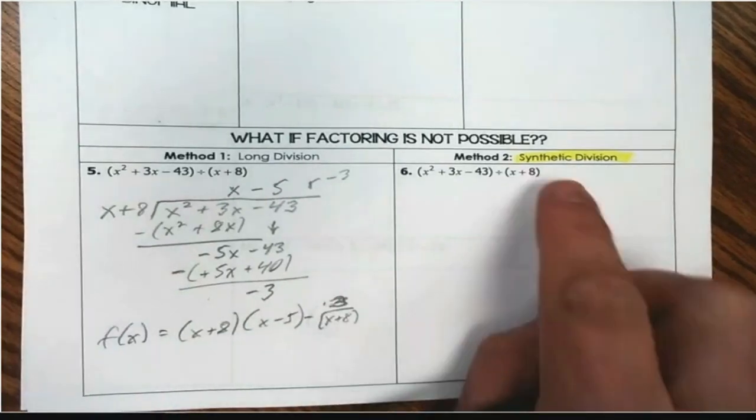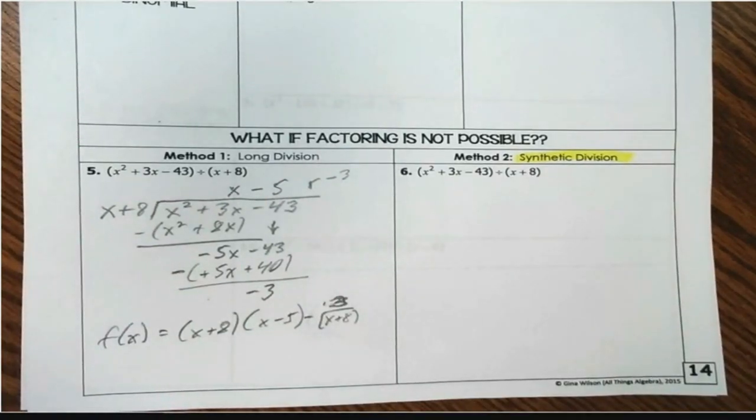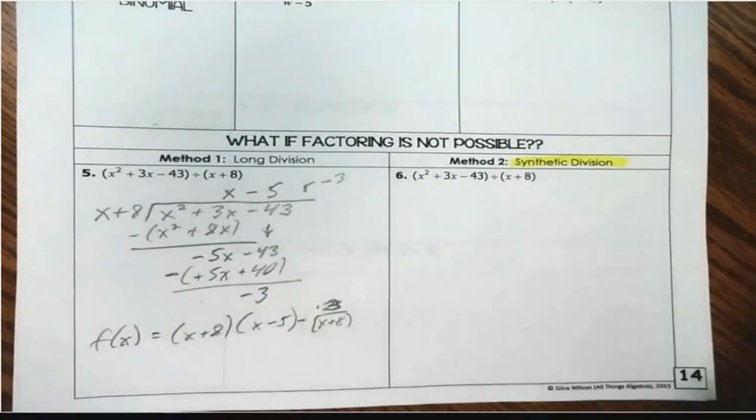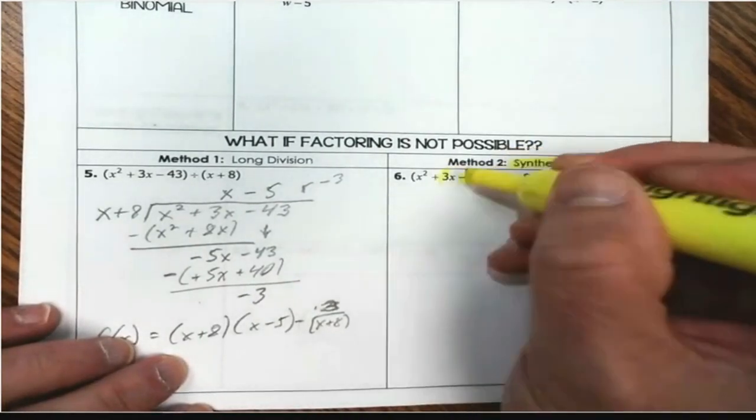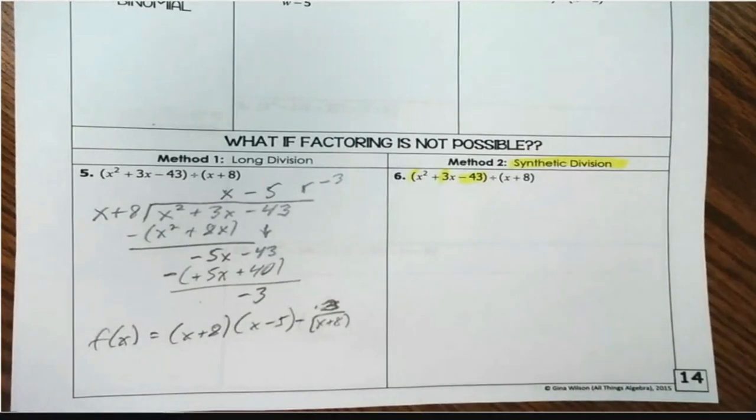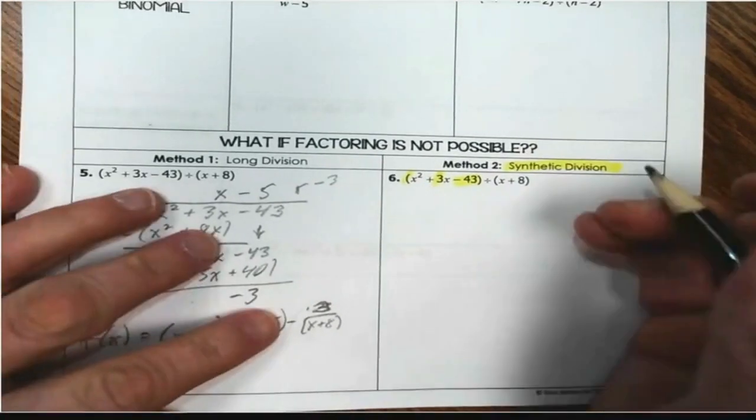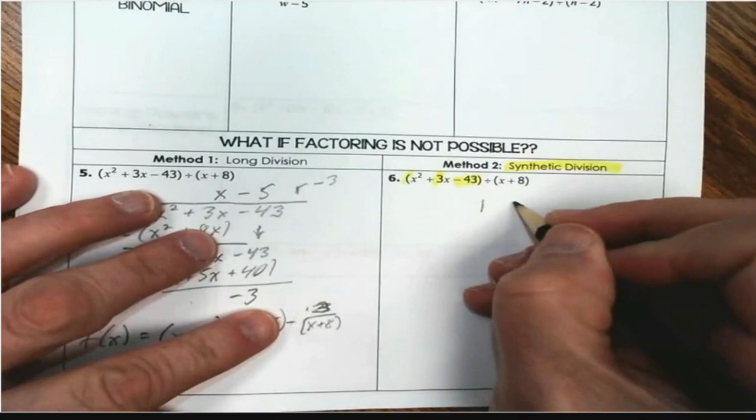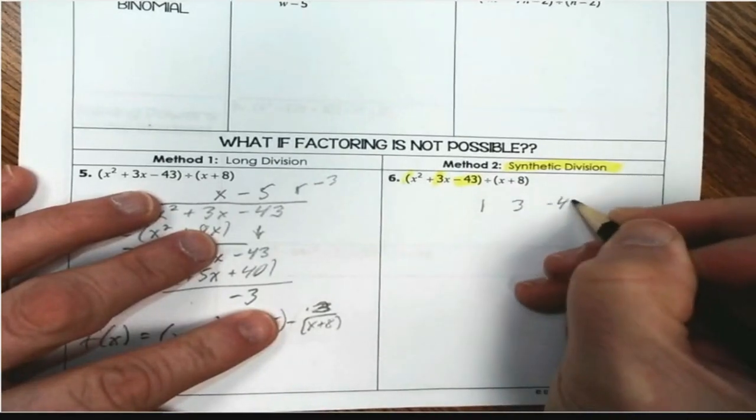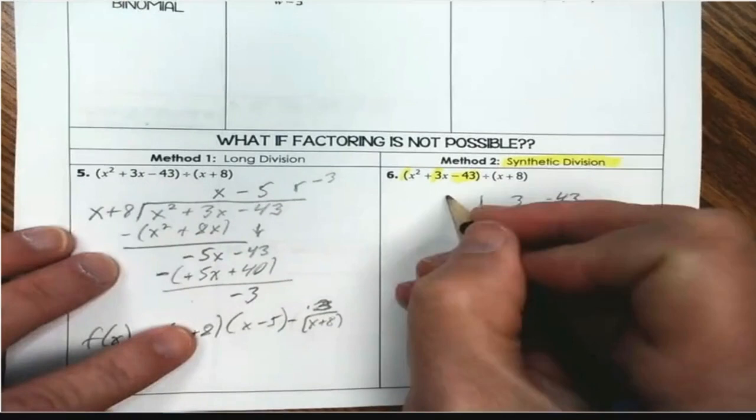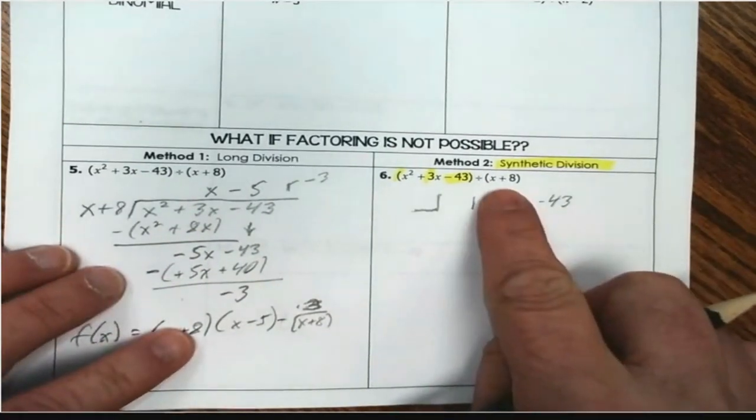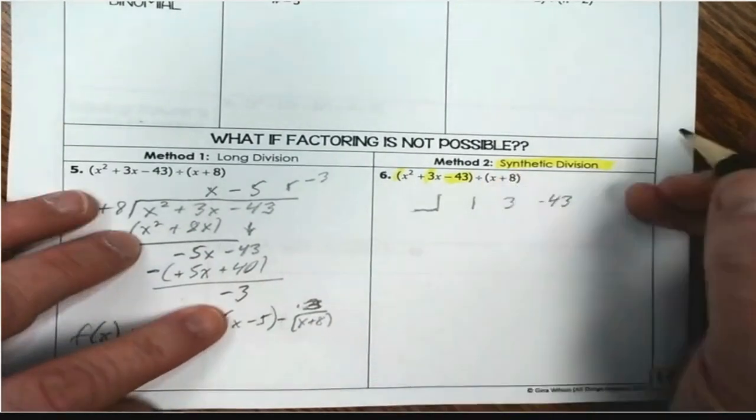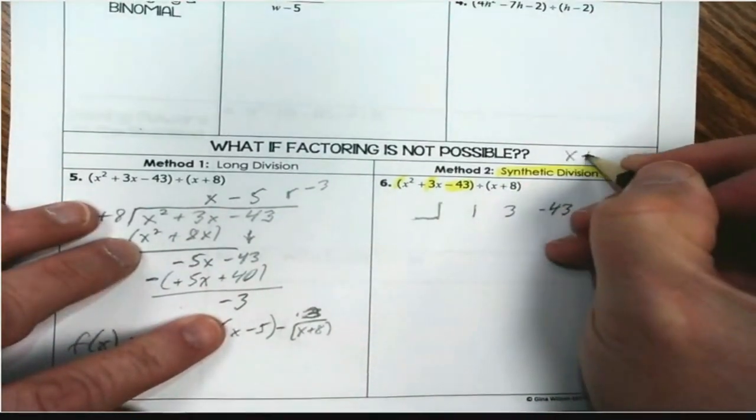And what about synthetic division? Synthetic division works like this. We just look at the coefficients, just the numbers. That's a negative 43. That's a 3. That's just a 1. There's not a coefficient on that, so it's just a 1. So we're looking at 1, 3, and negative 43. And we're going to divide it. It works a little differently. We put this kind of symbol for synthetic division. X plus 8 equals 0.